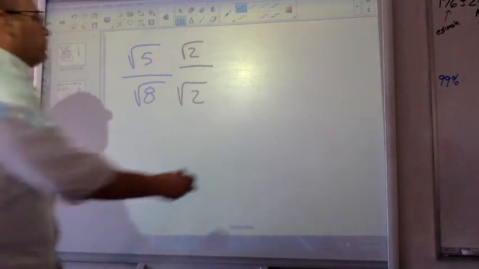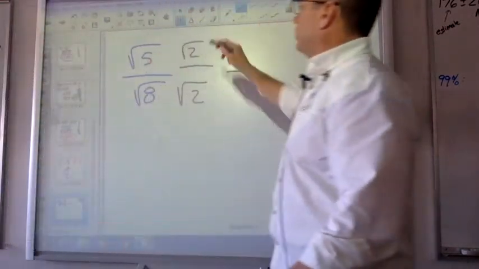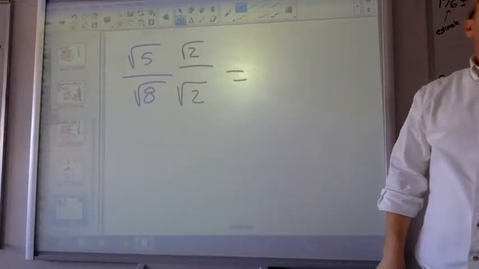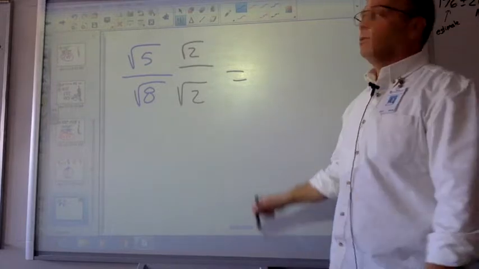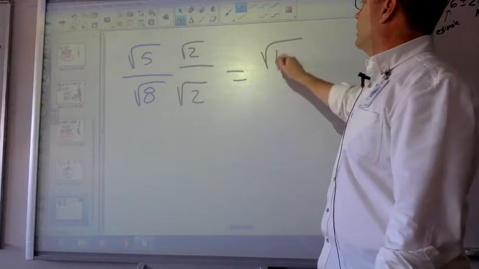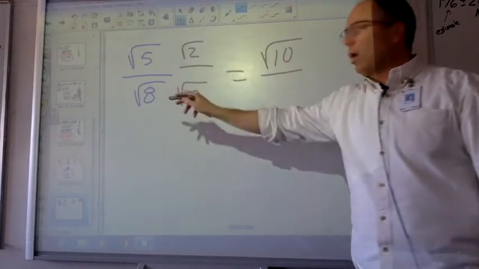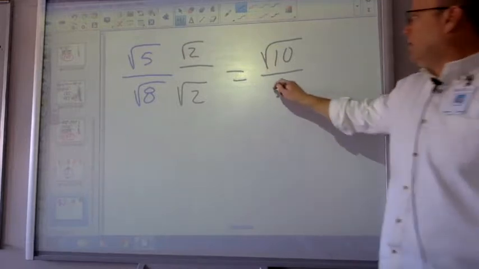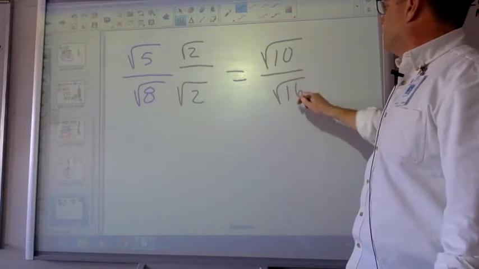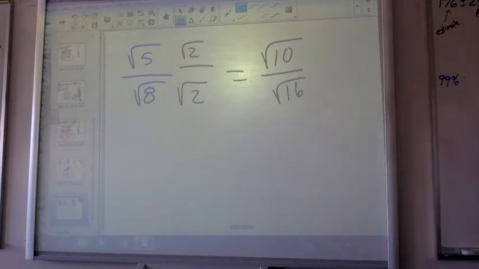So on top, what is the square root of 5 times the square root of 2? What is 5 times 2? 10. So what's the square root of 5 times the square root of 2? Square root of 10. What is the square root of 8 times the square root of 2? Square root of 16. Takes us to our next question. Is my denominator now a perfect square? So what's the square root of 16? 4. It's 4 times 4, right?